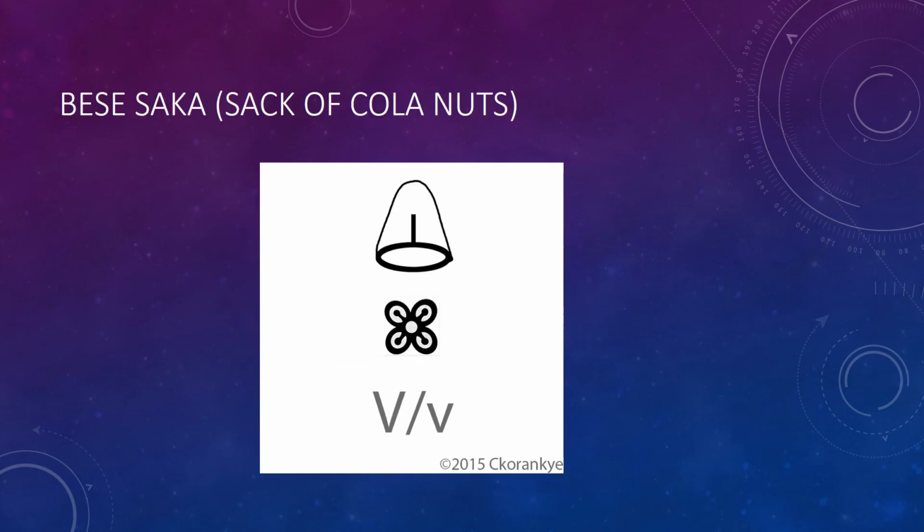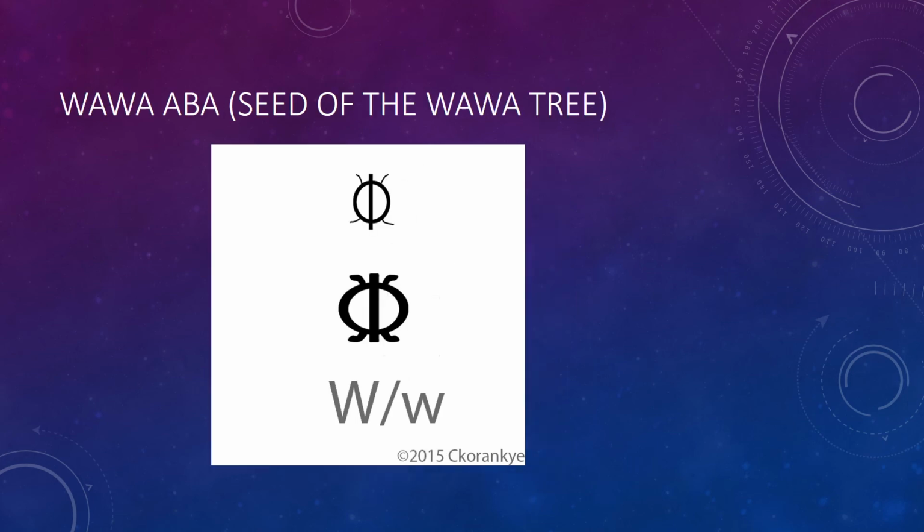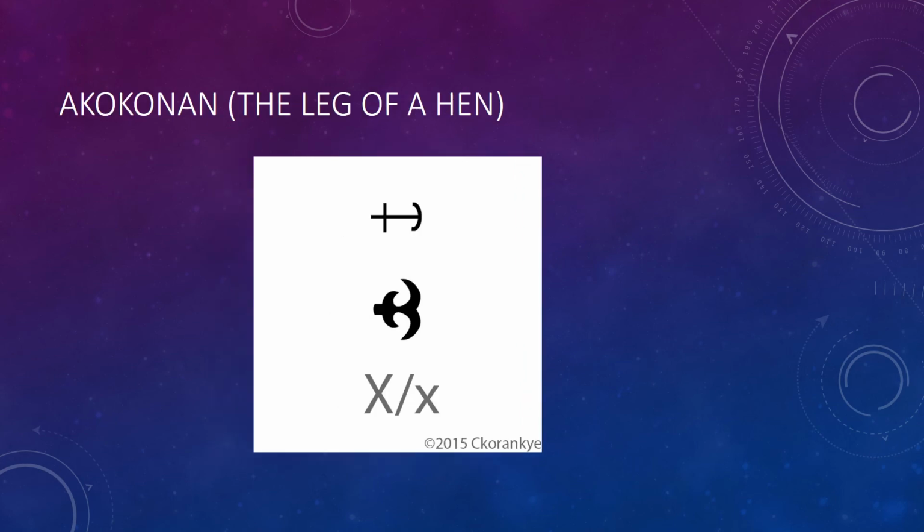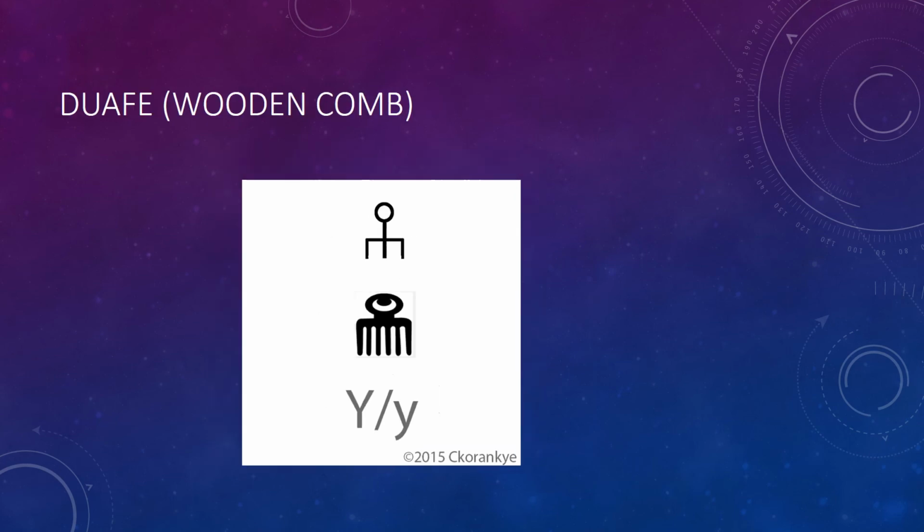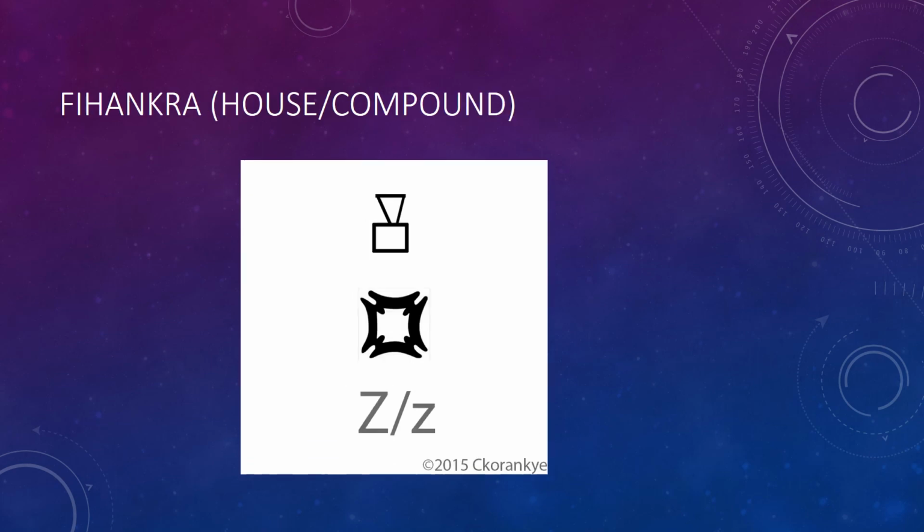Besesaka, sack of kola nuts, is assigned to the letter V. Wawaba, seed of the wawa tree, is assigned to the letter W. Akokonan, the leg of a hen, is assigned to the letter X. Diafe, wooden comb, is assigned to the letter Y. Firanka, house or compound, is assigned to the letter Z.